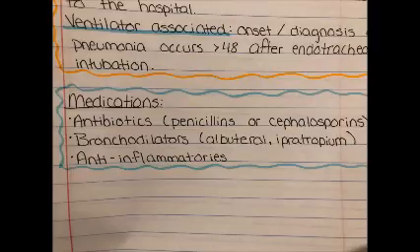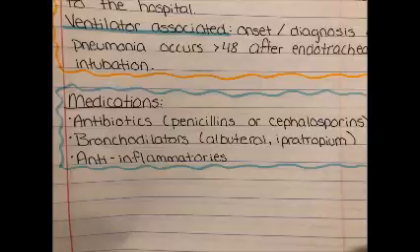As for treatment of pneumonia, there are a couple of different medications that doctors will prescribe. Antibiotics are given to destroy the infectious pathogens causing the inflammation in the lungs. The most commonly used antibiotics include penicillins and cephalosporins. Bronchodilators are given to reduce bronchospasms and reduce irritation.